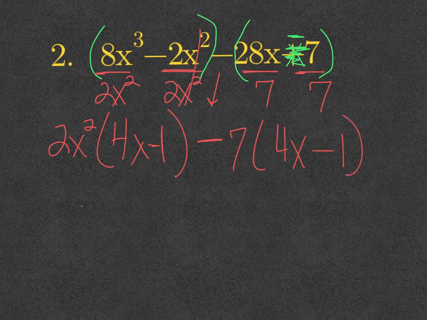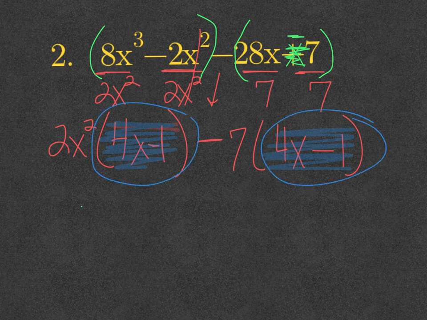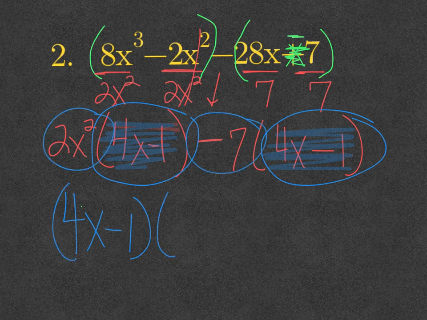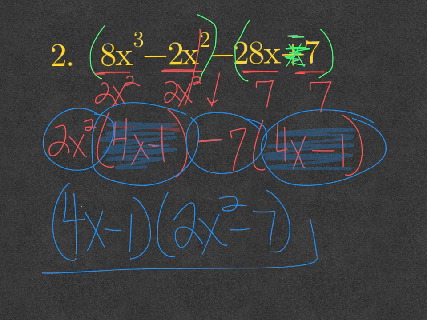And again, if you look inside our parentheses, they are the same terms. 4x minus 1 are in both of them. Okay, so that means you got it right. All right, so let's go ahead and write our answer. We're going to take what they had in common and factor that out. So that's 4x minus 1. And then our other parentheses is going to be what we factored out. So 2x squared minus 7. Okay, and that would be our answer.